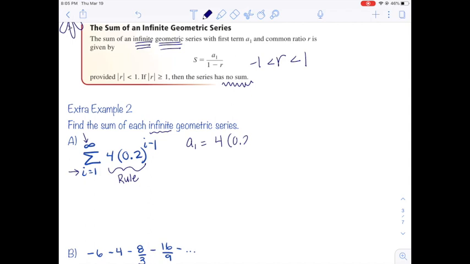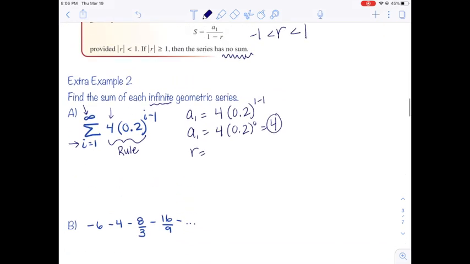So you've got 4 times 0.2 to the 1 minus 1, which you'll see a sub 1 is just 4 times 0.2 to the 0, which is just 4. Which, if you were paying attention and you saw i minus 1, you kind of know that rule already. Just sometimes they get tricky. If they drop off the i minus 1, it might not just be that coefficient before the exponent. And the only other thing you need is your r value, which we know, looking at the rule, is 0.2.